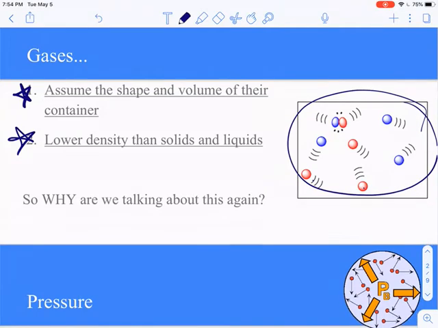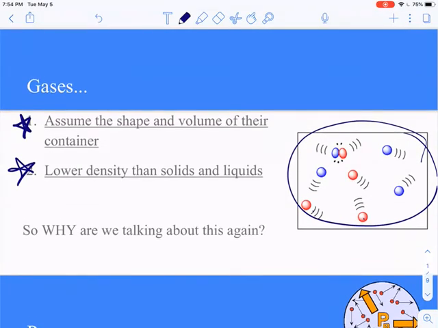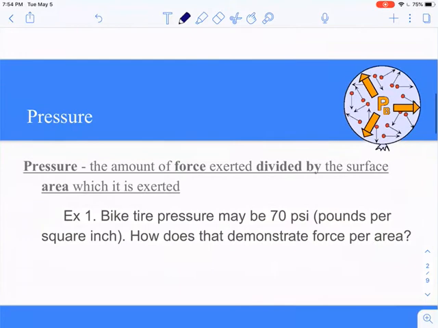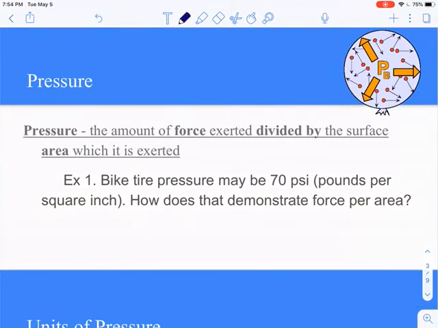So why are we talking about this again? Well, we're going to be talking about the laws and how they apply to different things. We're going to start by talking about pressure. Pressure is the amount of force exerted divided by the surface area over which it is exerted. We can see here in this picture, all these particles are running into the wall of the balloon. There's a lot of pressure there.